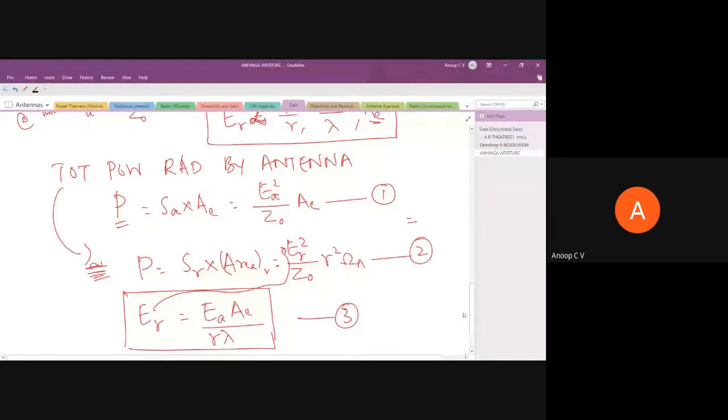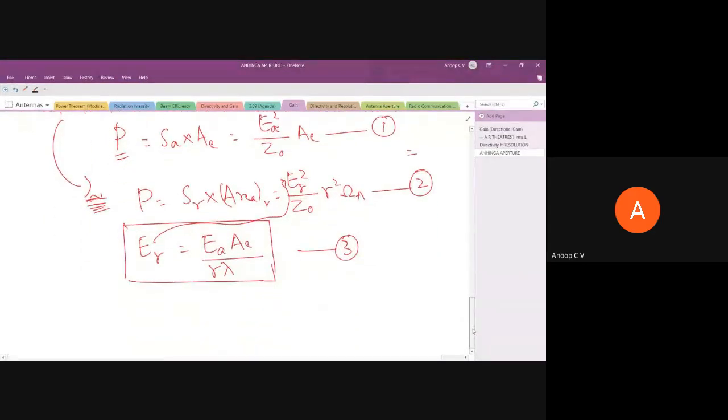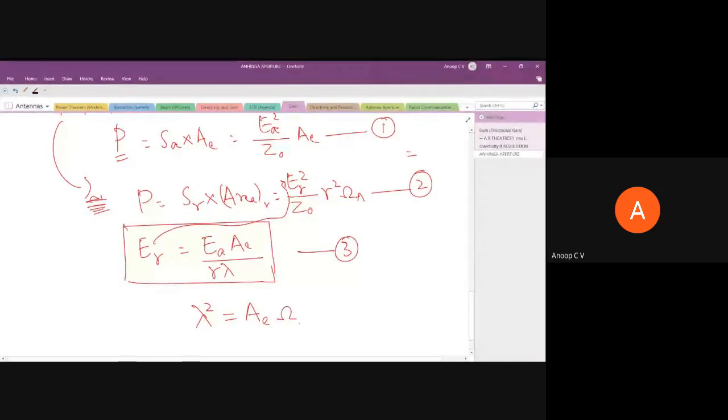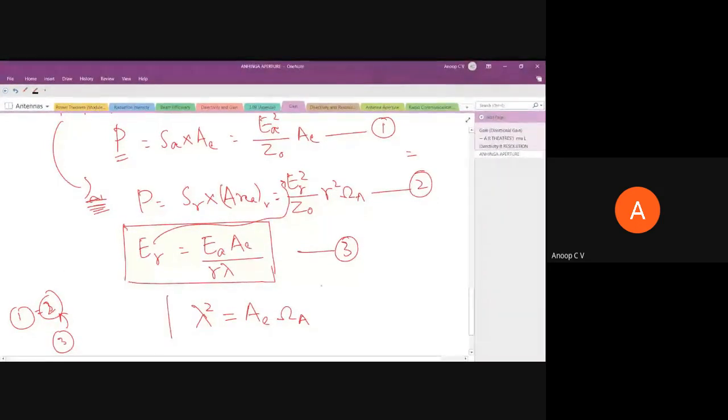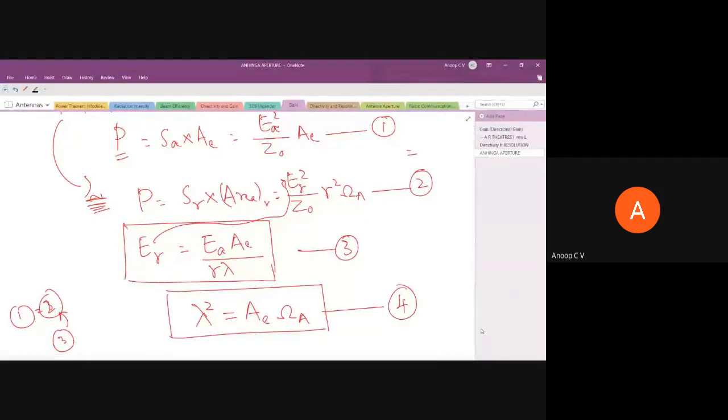If you substitute 3 in 2 and equate 1 and 2, what we will get is lambda square equal to AE into omega A. So equate 1 and 2, substituting 3, you will get the relation lambda square is equal to AE into omega A. I'll call it equation number 4: lambda square is equal to AE into omega A.